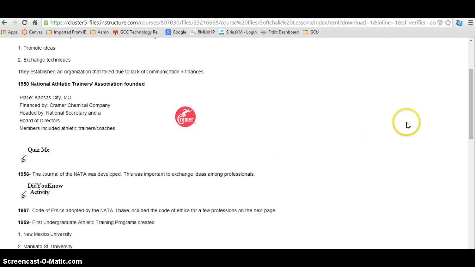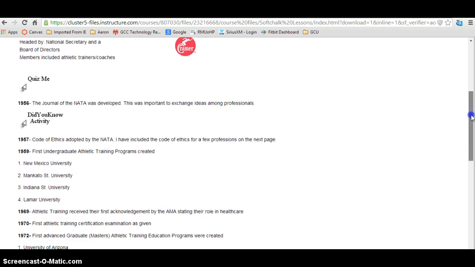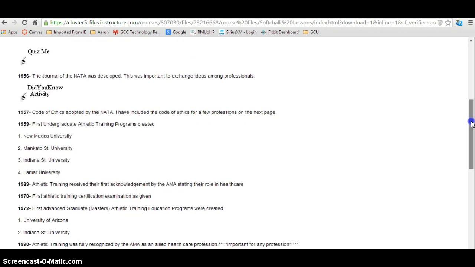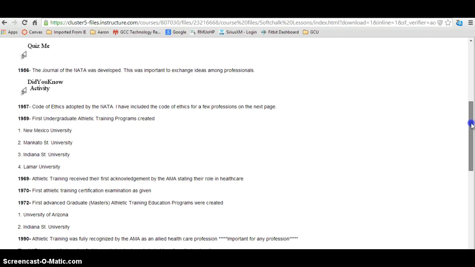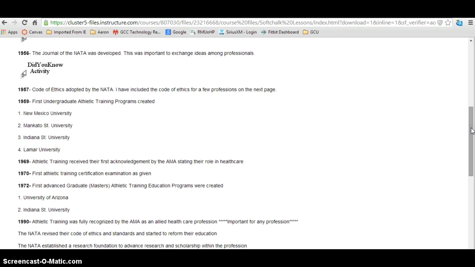We created a journal of the National Athletic Trainers Association, the NATA, which is very important to help exchange ideas. That's very important in many professions, including physical therapy, which has their own journal, and many other journals. We developed a code of ethics, which again, as a profession, especially a medical profession, is important. Undergraduate education was formed. These 4 schools were the first: New Mexico University, Mankato State University in Minnesota, Indiana State, and then Lamar.